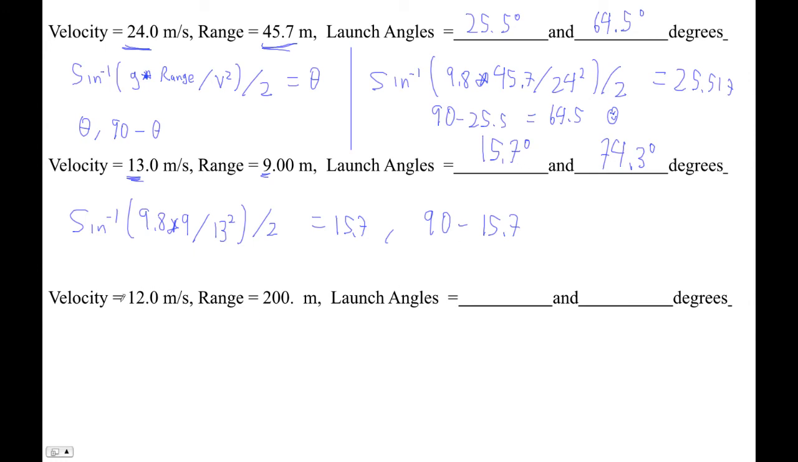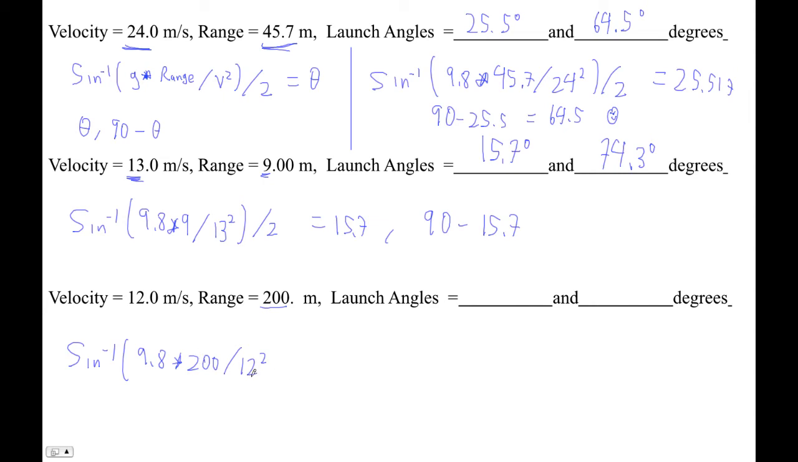Okay, and then we'll get down to this guy here. So 12 meters per second, the range is 200 meters. This is not very fast, and that is really, really far. So I just don't think this is going to work. So let's just try it, though. Inverse sine of 9.8 times the range, which is 200. Well, 9.8 times 200 is roughly 2,000, divided by 12 squared. Well, 12 squared is 144.